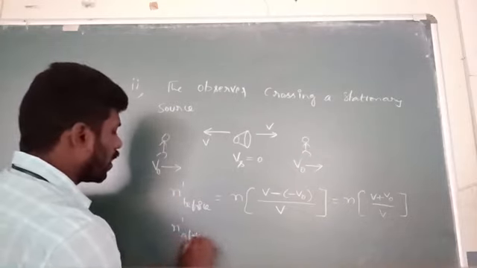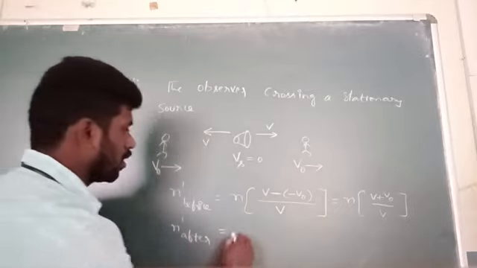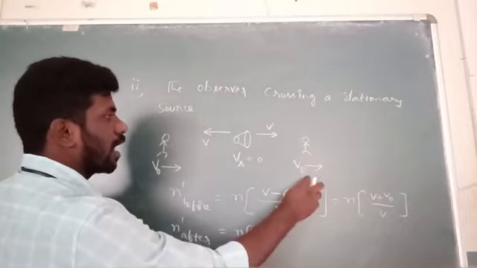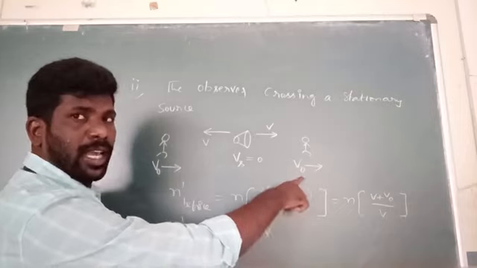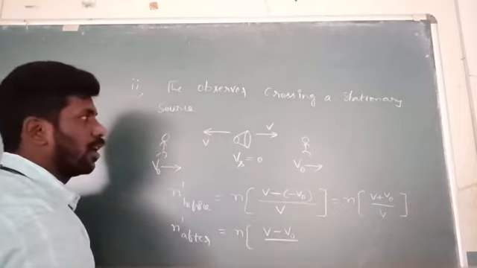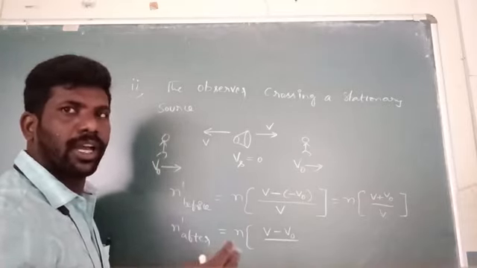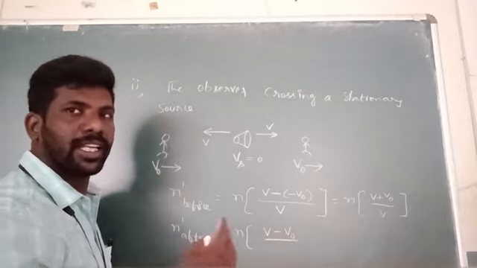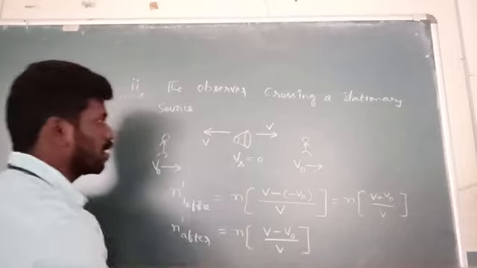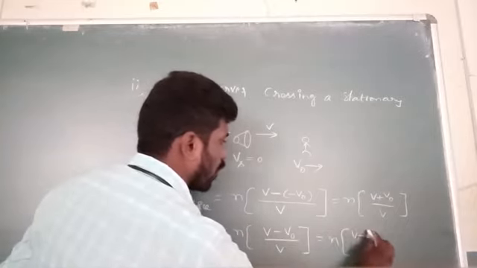If the observer crosses the source, that means moving away from the source, n into V. Here V and V0 are in the same direction, so we take V0 as positive. Based on the sign convention, if the observer or source moves along the direction of the velocity of sound, it is taken as positive. So V0 is positive by V. There is no condition for Vs because it is a stationary source, so n into (V minus V0) by V.